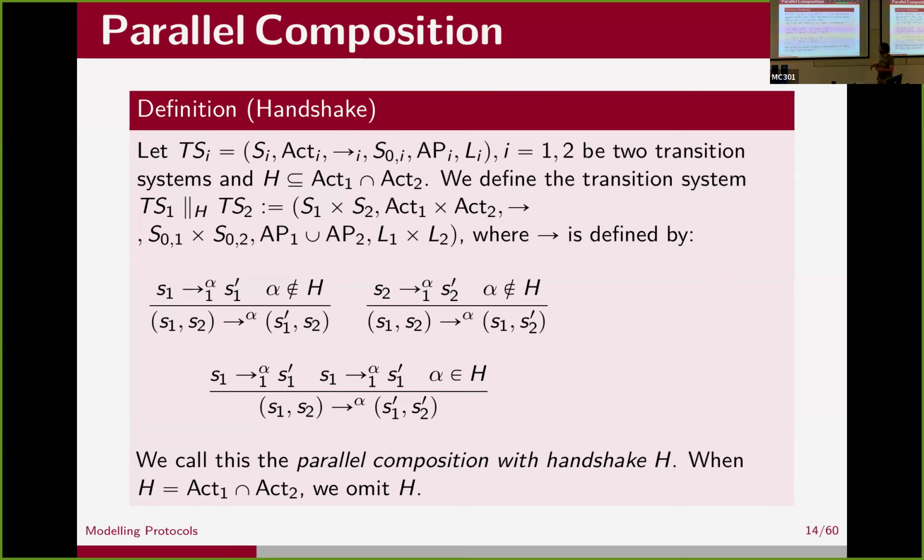So if they're not handshaking, they're just interleaving in the general way, they're not interacting. But if the action is in this handshake set, then we get a new composition, right? Like we're saying S1 goes to S1 prime, and S2 goes to S2 prime with the same alpha, but this is also the second composition. Then we can go at the same time using alpha from S1 to S1 prime and S2 to S2 prime.